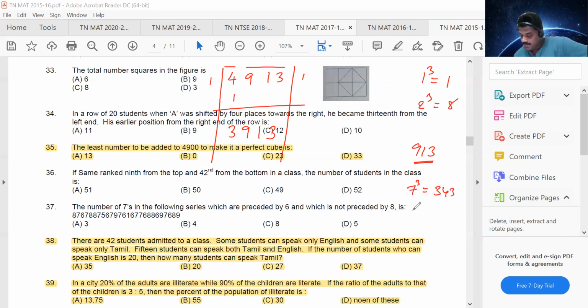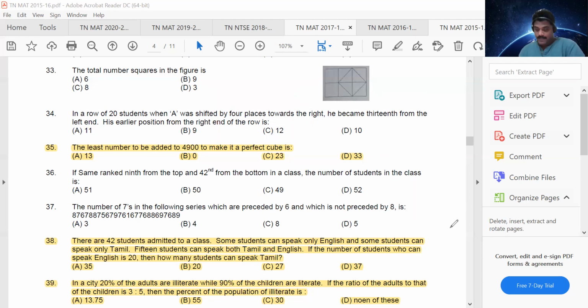343. Sorry. What about 8 cube? 8 cube is 512. 9 cube is 729. And 10 cube is, sorry, right, 729 and 10 cube is 1000. Right, I forgot the method. Okay, I'll get back to you with that perfect cube method.